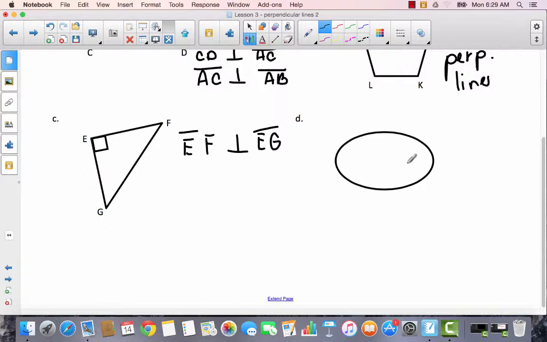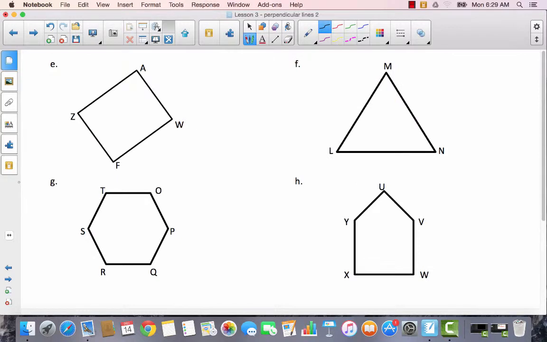So what do you think about figure D? Take a look at that. Do you see any perpendicular lines? I don't either. So we're going to say no perpendicular lines in figure D either. All right, so let's keep going. All right, so let's look at figure E. Now again, we have another rectangle. I want you to go ahead and identify all of the perpendicular lines and see if you can go ahead and label them and come back and see if you have the same thing that I do, okay?